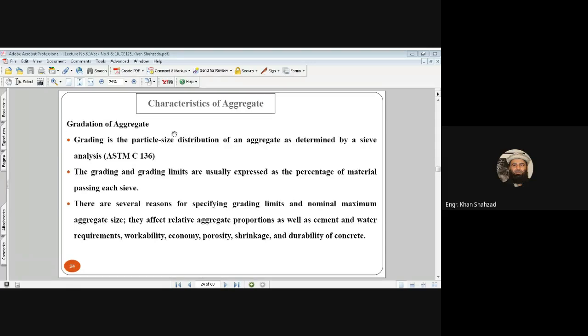The gradation of the aggregates, as we discussed, is the most important thing in the concrete. Grading is the particle size distribution of an aggregate, determined by a sieve analysis according to ASTM C136. The grading and grading limits are usually expressed as the percentage of material passing through each sieve. You will see in the next slides. There are several reasons for specifying grading limits and nominal maximum aggregate size. They affect relative aggregate proportions as well as cement and water requirements, workability, economy, porosity, shrinkage, and durability of the concrete. So these are very important factors or characteristics of the aggregates.